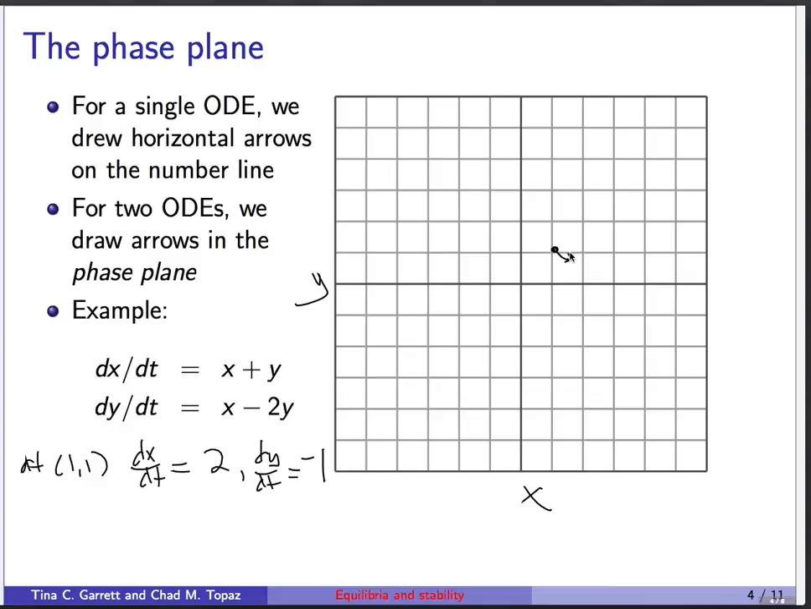Okay, we could then do this at another point. Let's just pick the point (-1, -1), which is right here. At (-1, -1), dx/dt is going to equal negative 1 plus negative 1, which is negative 2, and dy/dt is going to equal negative 1 plus 2, which is 1. So x will want to decrease, y will want to increase. The arrow would be (-2, 1), something like this. So I would draw this arrow here. And this gets exhausting if you do it a lot by hand, but what you can of course do is use a computer to do it.